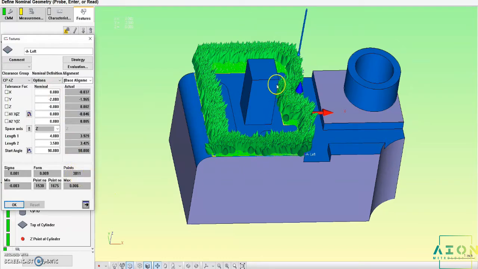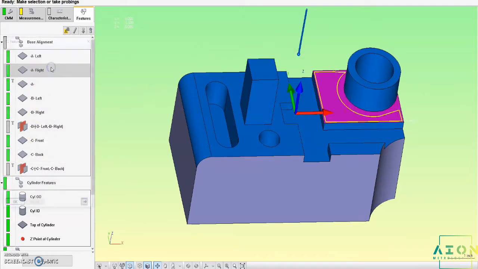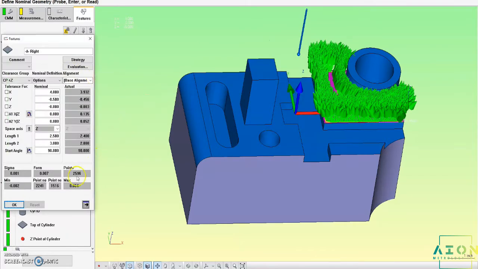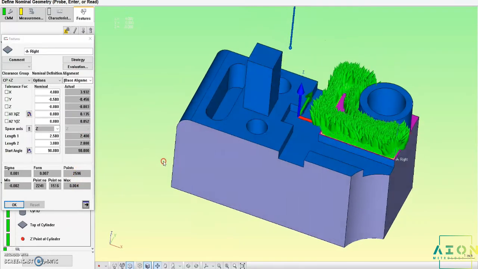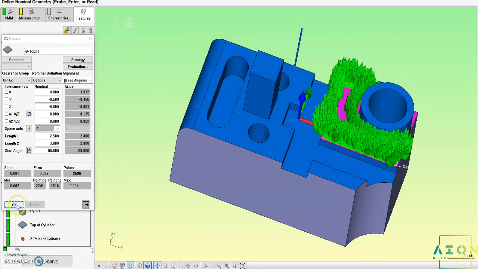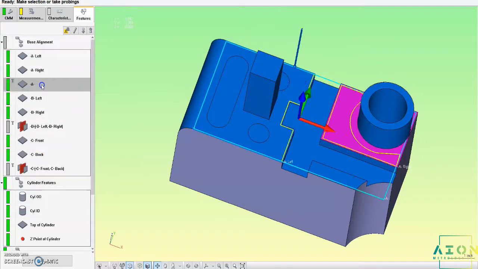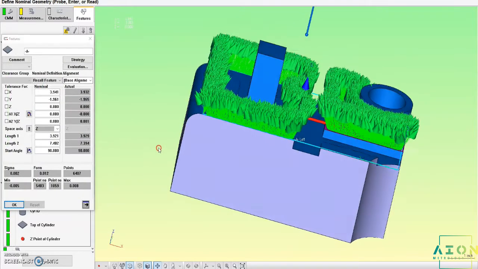If I open up A left, you can see the probe has recorded 3,811 points. A right has 2,596 points. So as you can see, a lot of data has been picked up over a quick scan of the surface. My data map is made up of both surfaces, so it's showing 6,407 points.